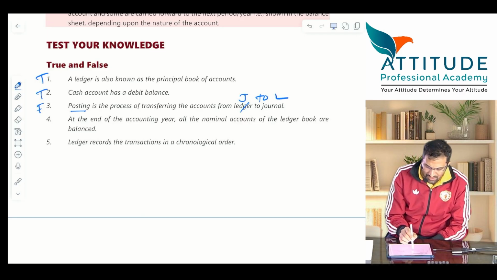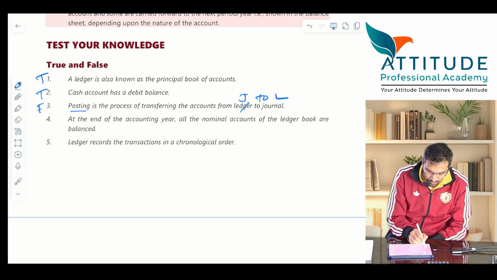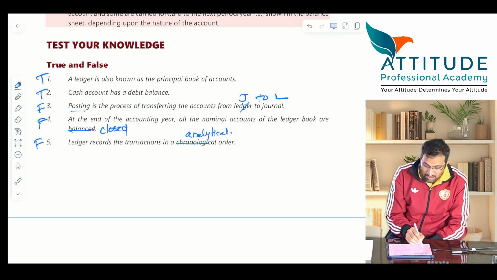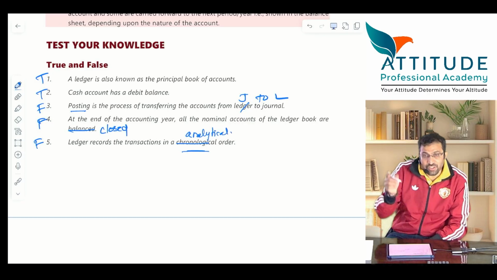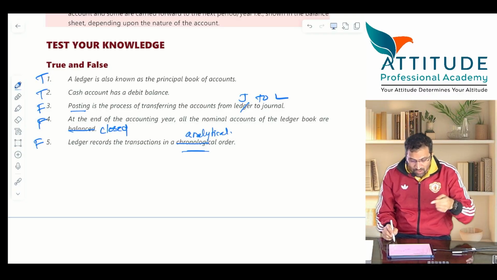Next, at the end of the accounting year all nominal accounts of ledger books are balanced. False. क्या होना चाहिए? Balance नहीं, closed. This I have done in the basic class. Next, fifth one. Ledger records the transactions in analytical order, false. Chronological order is what? Journal. Understood? So you can put the answer as journal records the transaction.